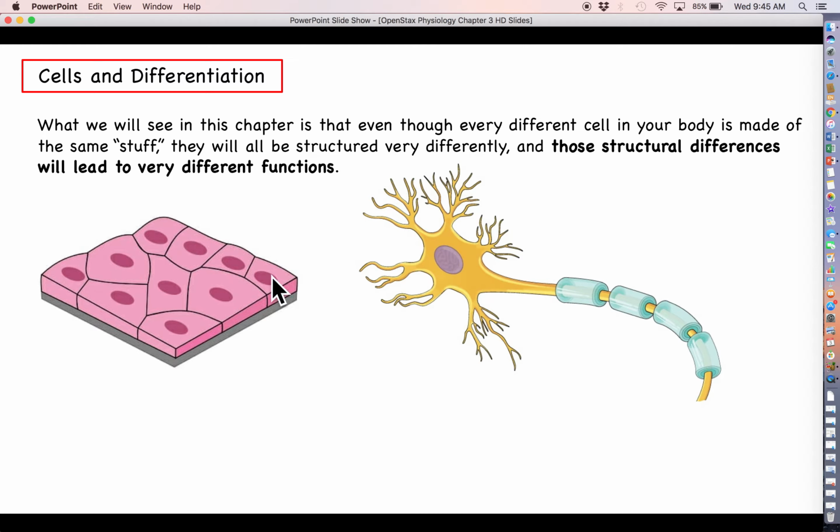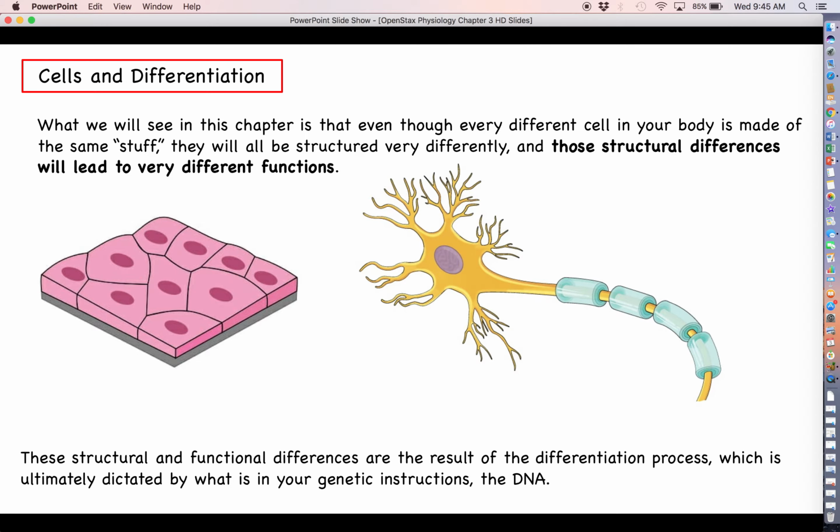This is one cell on the right and then many cells over here on the left. But these types of cells look very different from each other, and what we're going to learn here is that a big reason they look different, in terms of structural difference, is because they ultimately have different functions. They look different because they have different things they are trying to accomplish, all for the sake of homeostasis and our normal physiology.